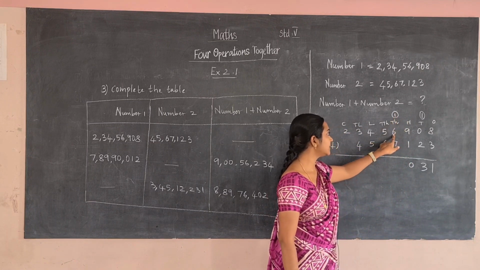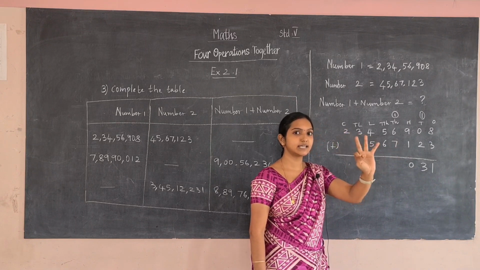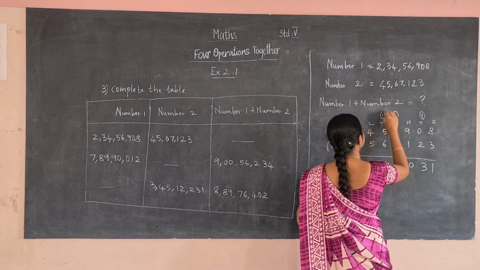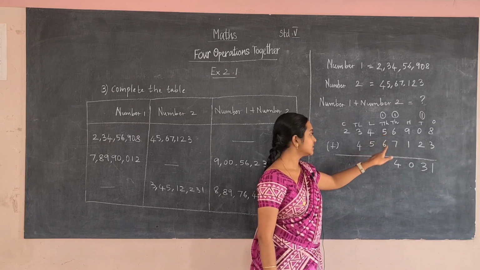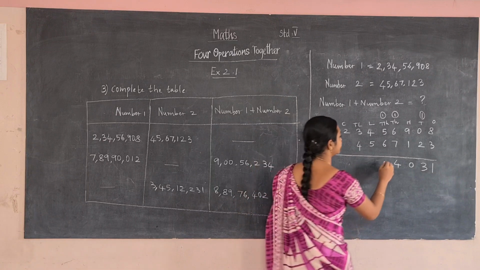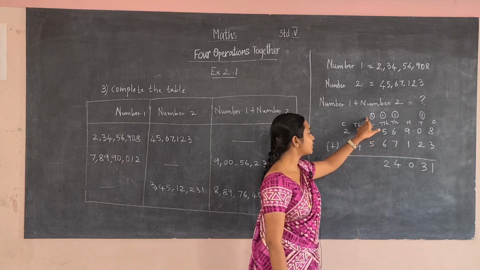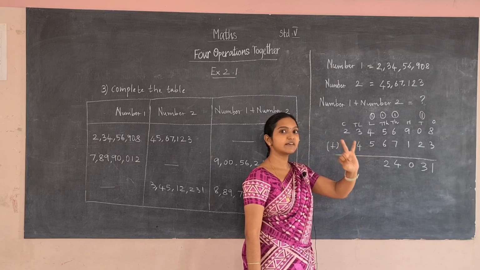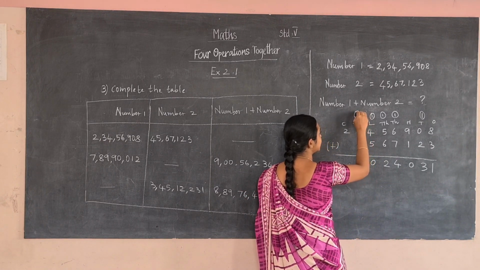6 plus 1 will be 7. After 7, count 7. That will be 8, 9, 10, 11, 12, 13 and 14. Write 4 here and carry 1 to 10,000's place. 5 plus 1 will be 6. After 6, count 6. That will be 7, 8, 9, 10, 11, 12. Carry 1 to lakhs place. 4 plus 1 will be 5. After 5, count 5. That will be 6, 7, 8, 9 and 10. Write 0 here and carry 1 to 10 lakhs place.